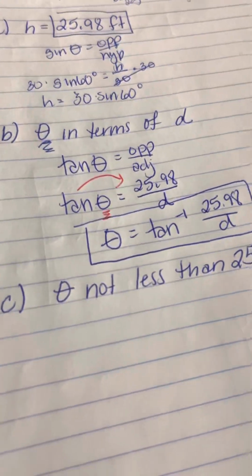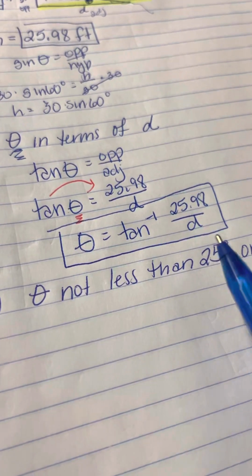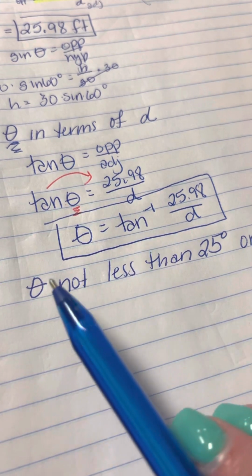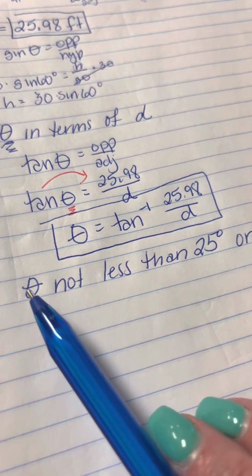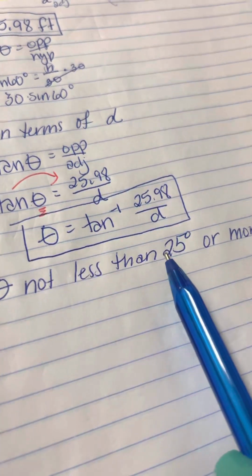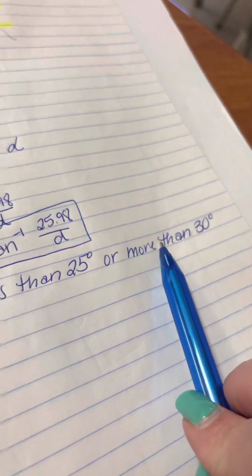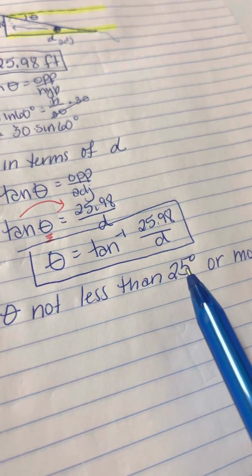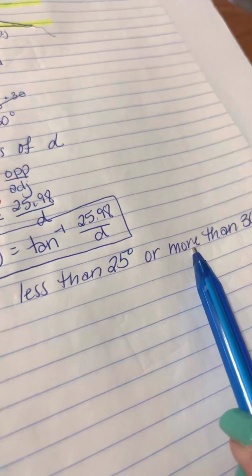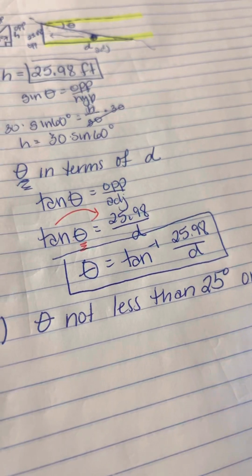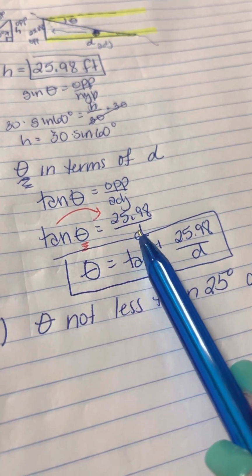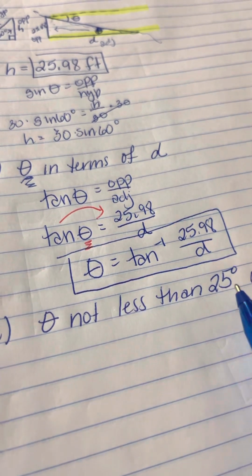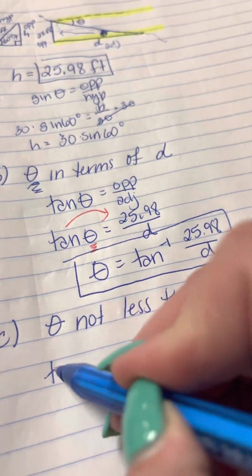In part C, they want you now to use your equation and figure out what theta is when theta is not less than 25 or more than 30 degrees. They tell you for safety reasons, theta cannot be more than 30 or less than 25 degrees. So what I'm going to do is find out what this distance is by going back to this tangent equation. First, I'm going to plug in the 25 degrees.